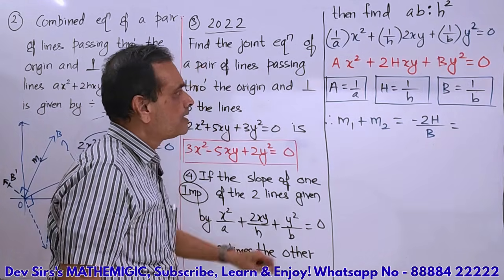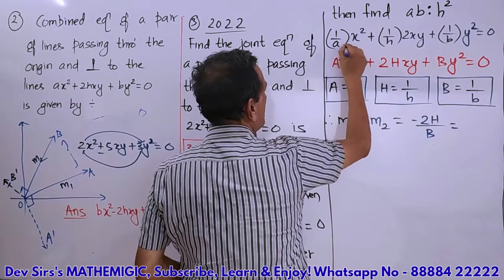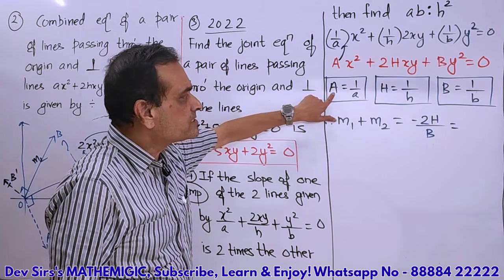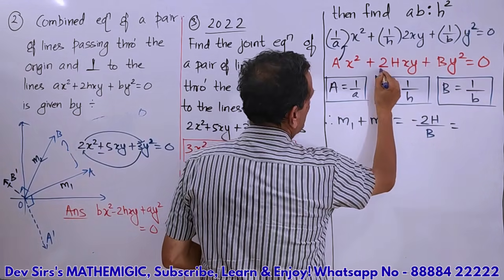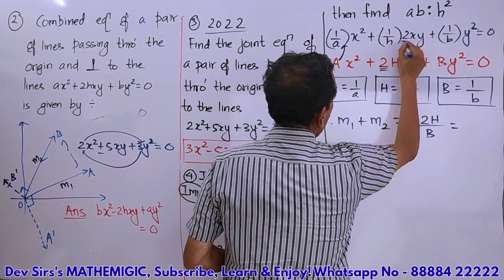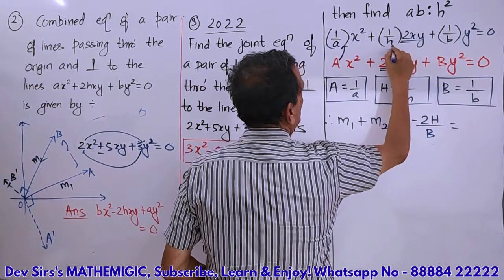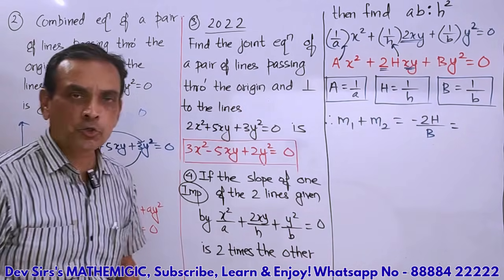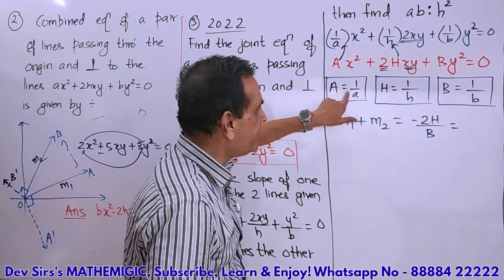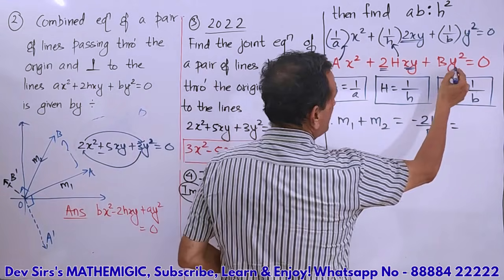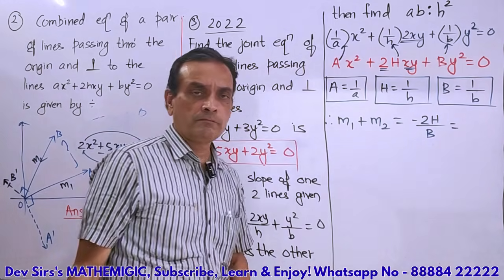Now look, what is in front of x squared? 1 upon a. So capital A is equal to 1 upon a. Here 2xy, here also 2xy. So how will you equate? What remains? Capital H equal to 1 upon h. Simple. We did not take 2 into consideration. Remember, get the capital values first. What is in front of y squared? 1 upon b. So capital B equal to 1 upon b.